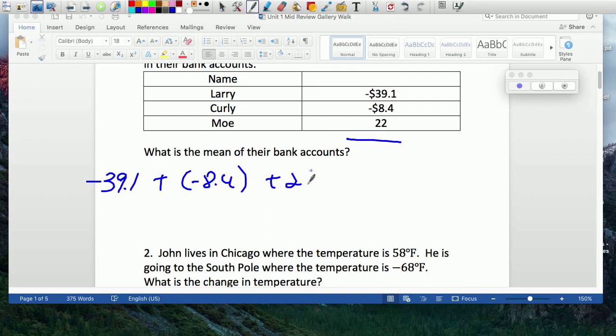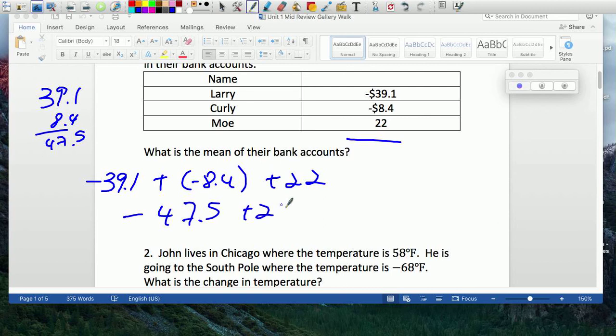Plus 22. So here's 2 negatives. There's going to be more negatives. So 39.1, 8.4, 5.17, that's 47.5 negative. Plus 22, so there's going to be no more negative left over. 47.5. Find the difference between them.